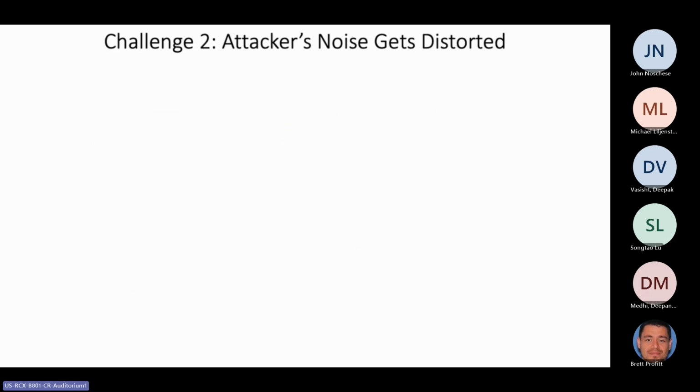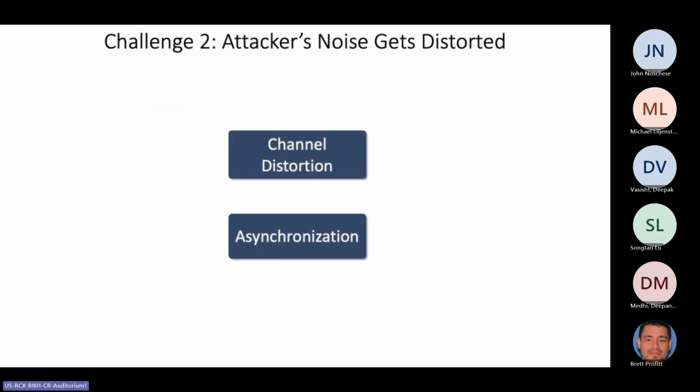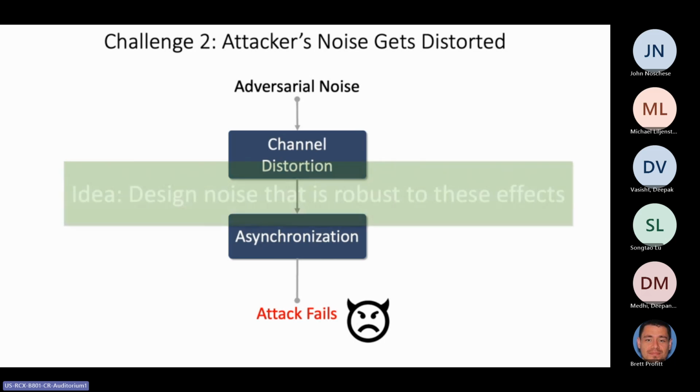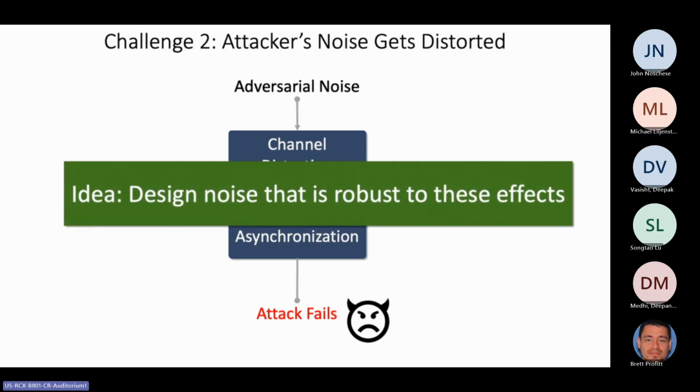So in the interest of time, I'll not talk about what all these channels and noises are, because we just model them specifically, since we know what they can be. To do that, we want to design noise that is robust to these kinds of effects.